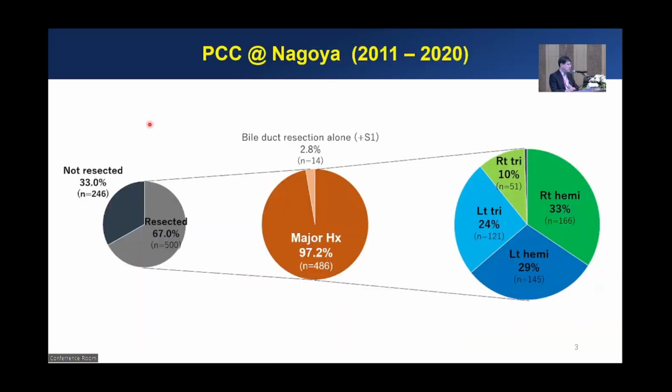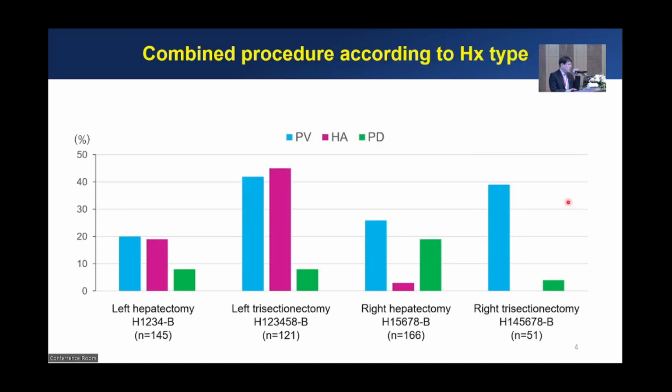This is a total cohort of the Nagoya University Hospital. Our resection rate is 67% here, and most of the patients received the major hepatectomy, about 97%, and divided into the hepatectomy types shown here. Right hepatectomy, left hepatectomy, left trisectionectomy, as shown before. And each hepatectomy has a specific feature of the combined procedure.